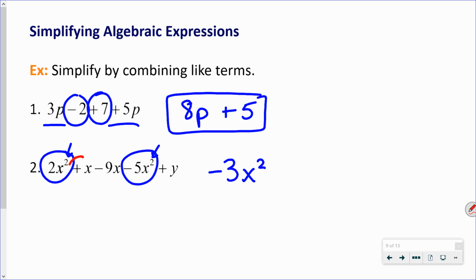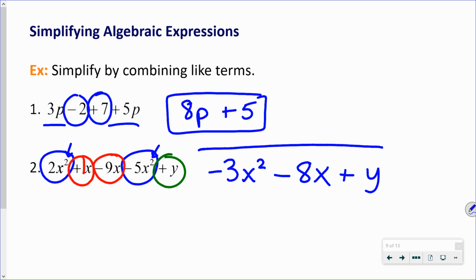Then I see that I have a plain old x and another minus 9 plain old x. So I have a power of 1, or an exponent of 1, and that means I can add them together because they're same variable, same exponent. I have 1 of them, I am subtracting 9 of them, and so in the end I have minus 8 of them. And then I have this one lonely term over here with the letter y in it. There are no other y's in this expression, and so that plus y just hangs out at the end with no like terms to be combined with it, and that's as far as you can go.